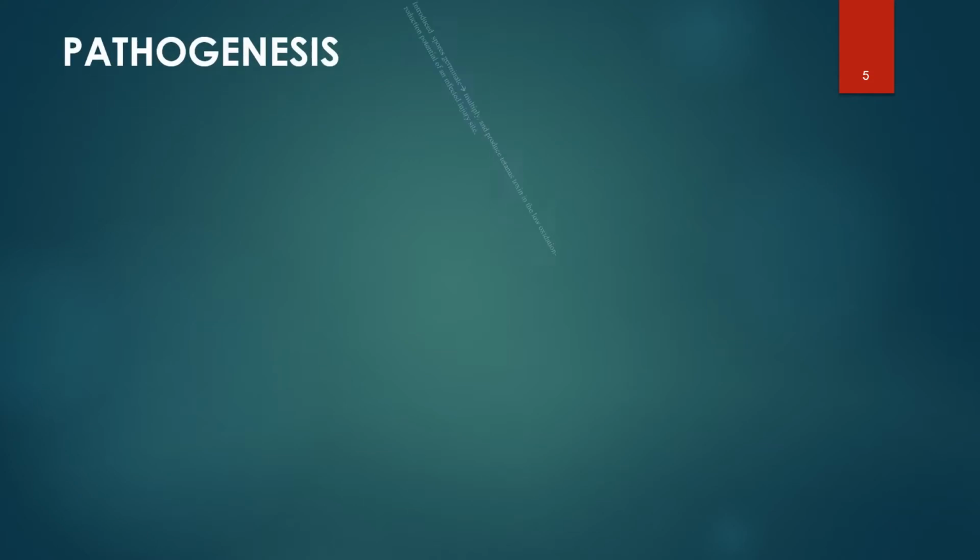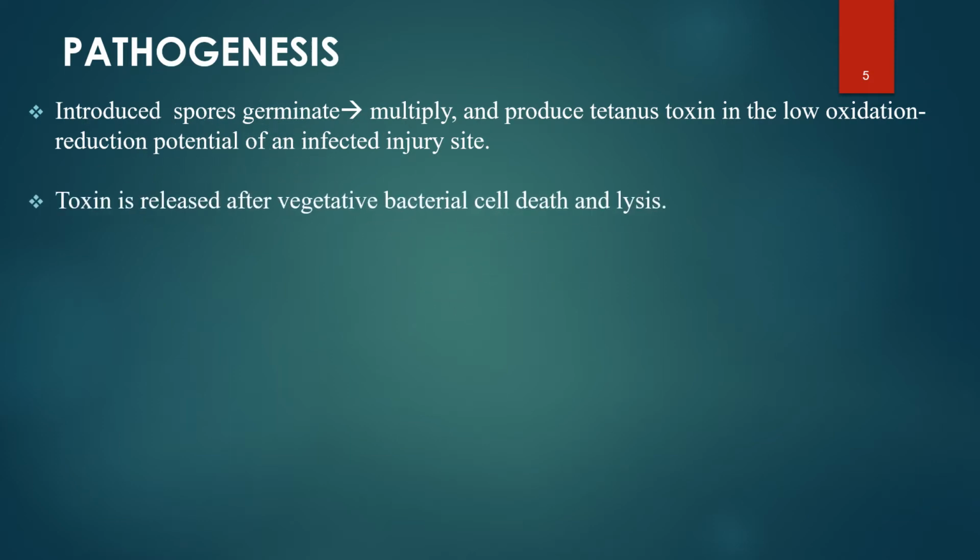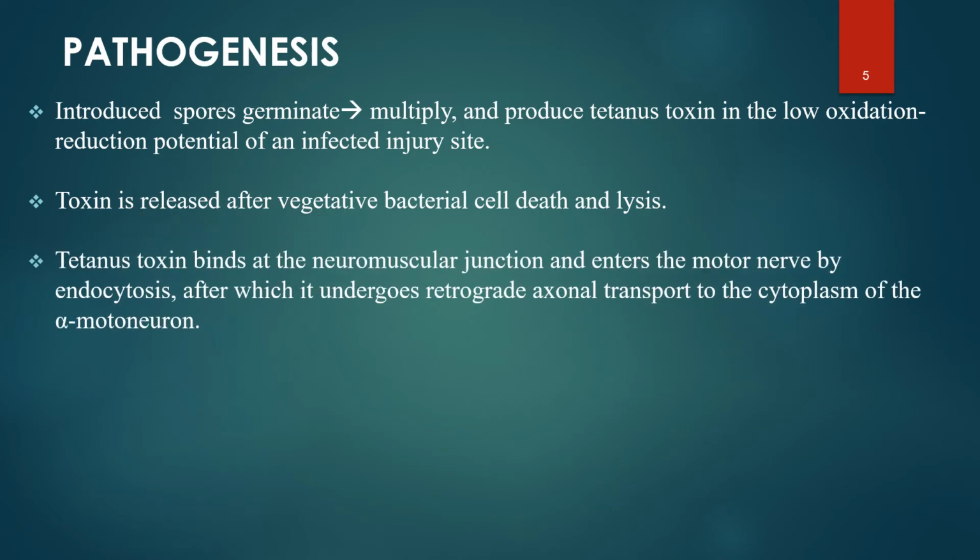When we look at the pathogenesis, the introduced spores germinate, multiply, and produce tetanus toxin in the low oxidation-reduction potential of an infected injury site. The toxin is released after vegetative bacterial cell death and lysis. Tetanus toxin binds at the neuromuscular junction and it enters the body.